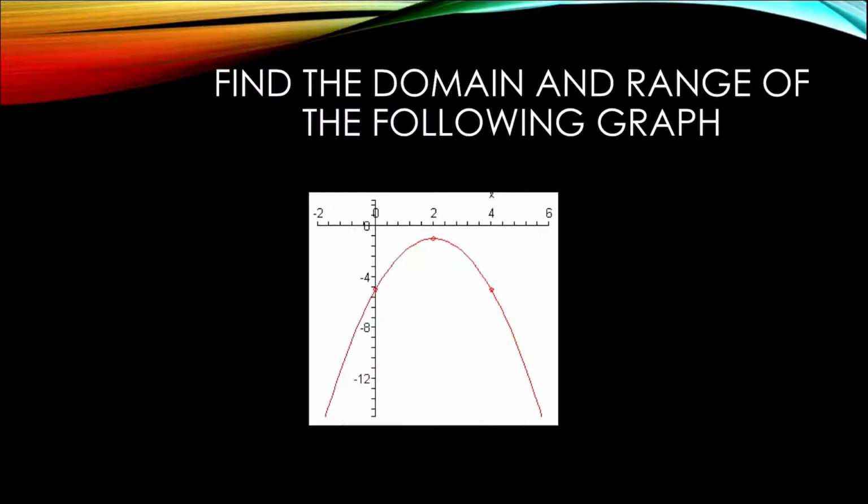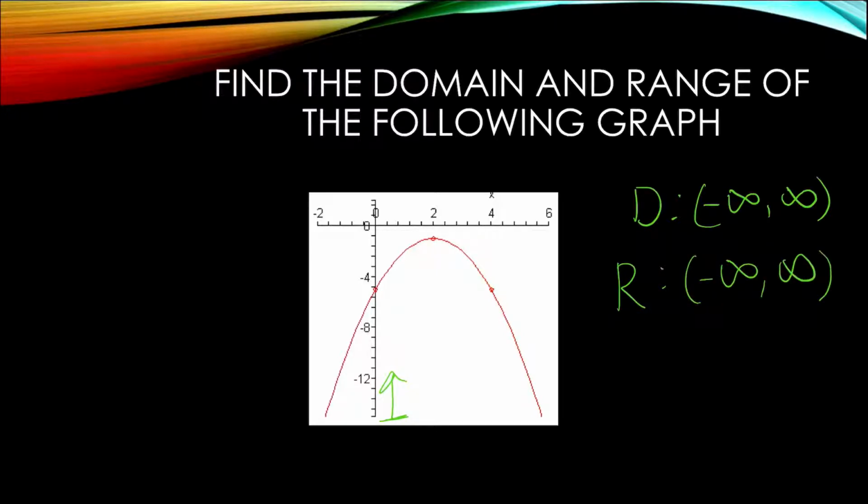If I find the domain and range, for my domain, I'm starting from left to right. I don't see any holes, so we'd say from negative infinity to infinity, and I would use parentheses there. My range, same thing. I'm going to start from the bottom and move to the top. I don't see any holes. I would say from negative infinity to infinity as well. All of that's good.